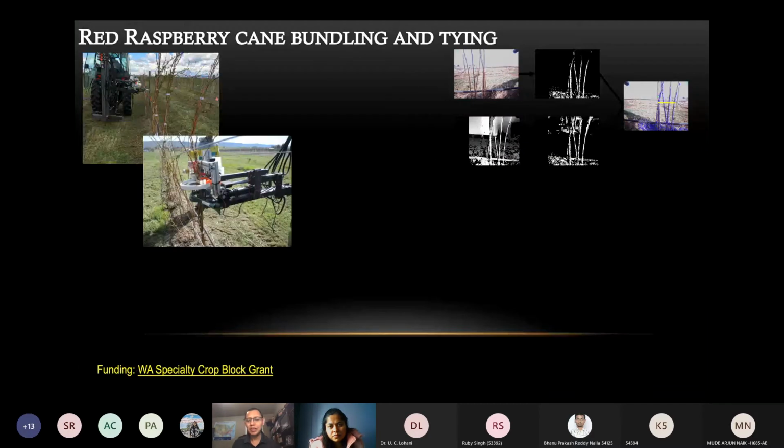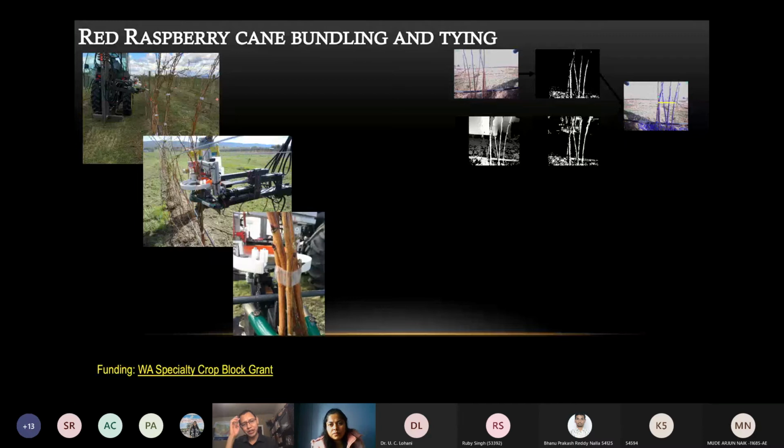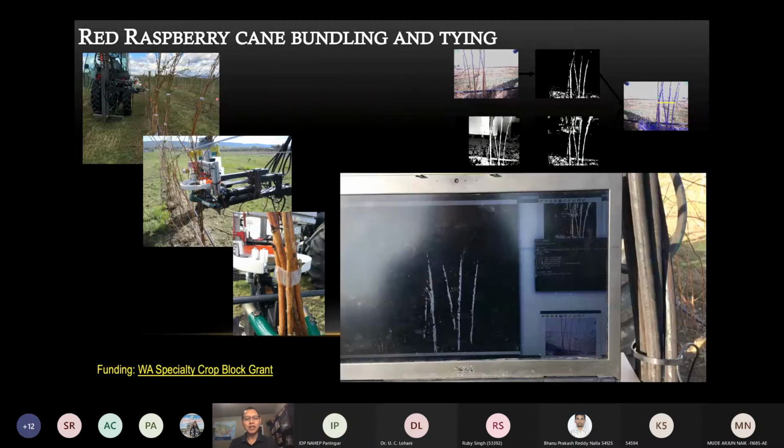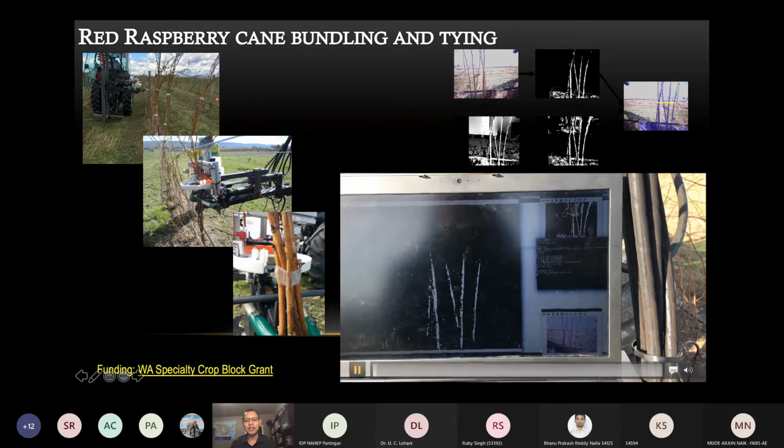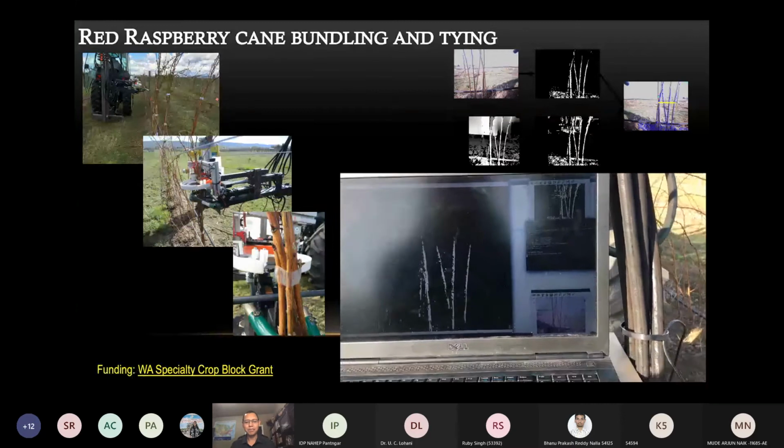Another example here is for the red raspberry crop. We have developed a robotic solution to find where these canes are, bring them together, bundle them, and tie a taping mechanism around them so that we keep the bundles strong, firm, and upright for the fruiting to occur and for the harvesting machines to work efficiently. Here is a quick video of how it works.